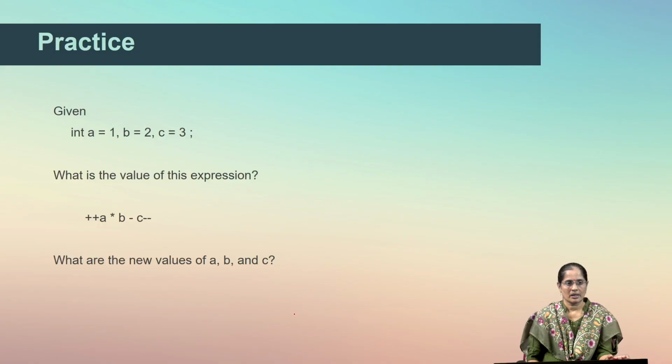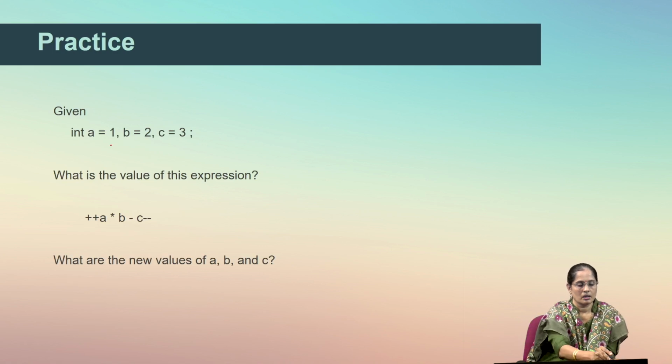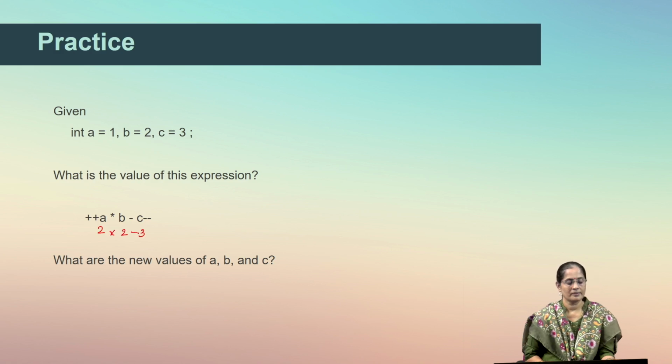So, there are other practice examples we can operate. Int a equal to 1, b equal to 2, c equal to 3. So, what is the value of this expression? Plus plus a. So, already the value is 1. So, now it is incremented, and here when it comes to the expression, it is substituted as 2, and then into 2, then minus c is now applied with the value 3, then it is decremented.